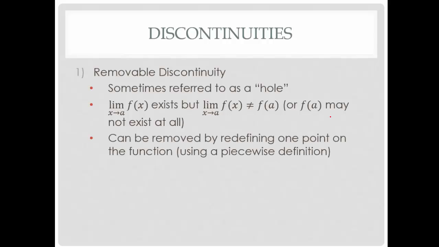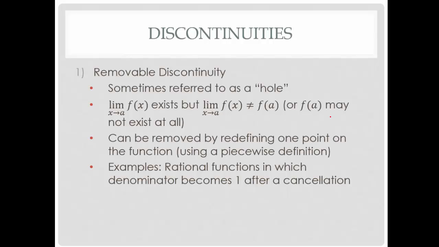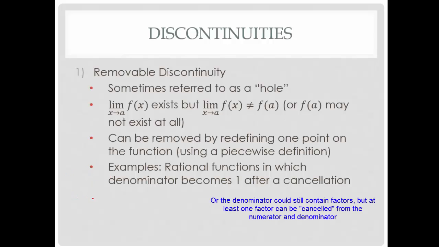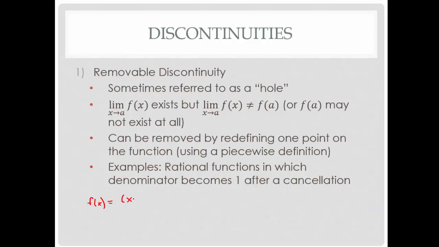So if you run into that situation, you're looking at a removable discontinuity. These, as the name kind of implies, you can actually remove the discontinuity simply by redefining one point on the function. It requires a piecewise definition for the function. You have to basically turn your function into a piecewise function. But it is a one-point change to change it from discontinuous to continuous. So you've run into these before when you're dealing with rational functions, in which a denominator becomes 1 after a cancellation. So for example, we've seen basically in your pre-calc classes, you ran into questions like this.